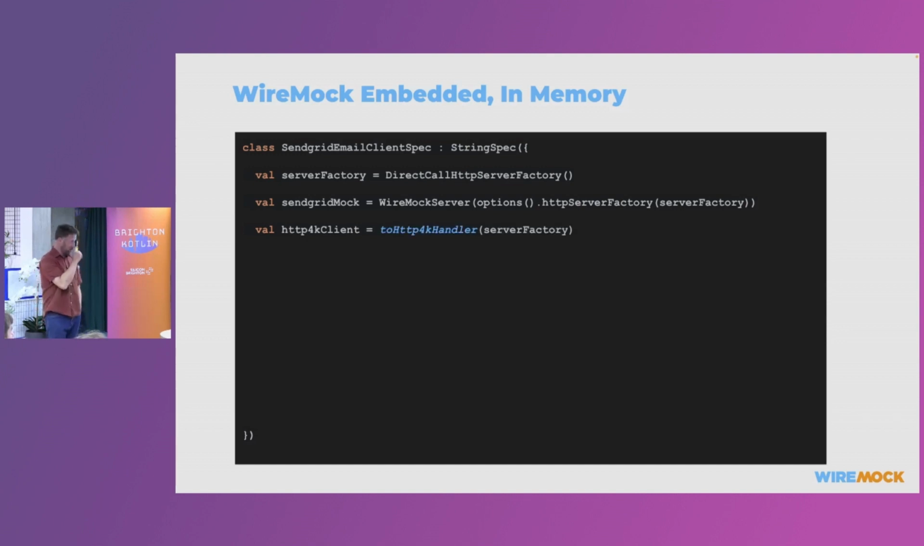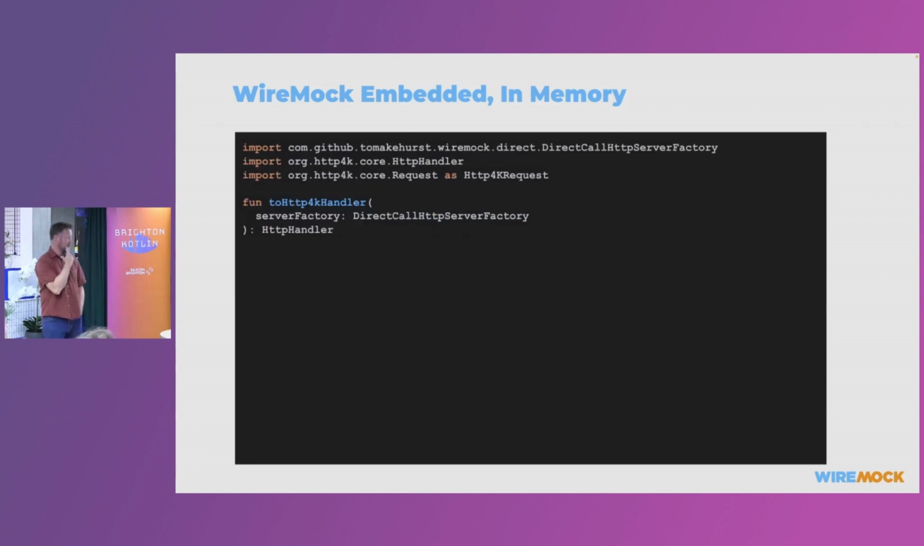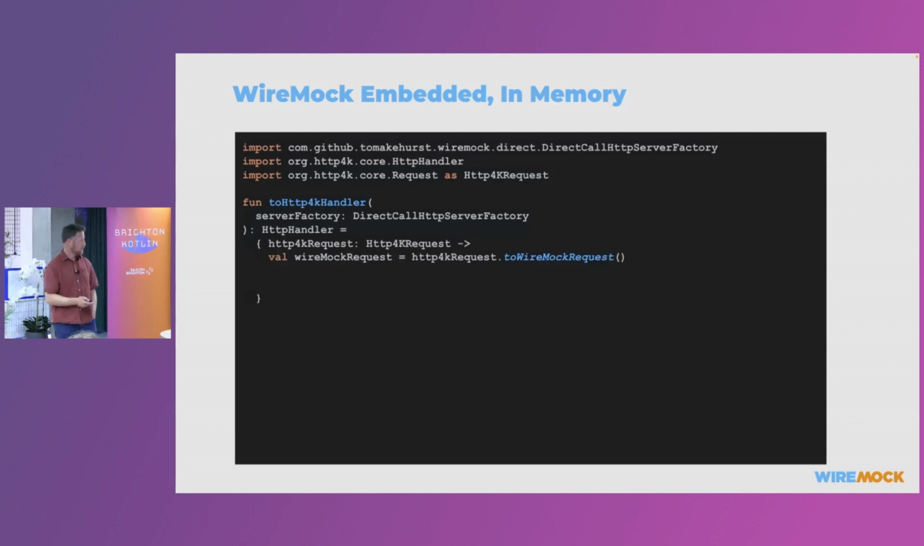And then we can actually turn that server factory into an http4K handler with some code that I've written. So let's have a look at that code. We're passing in that server factory. We want back an HTTP handler. To clarify, because we're converting, I've aliased request to http4K request to make it clearer when we are in http4K land and when we're in WireMock land. But because an HTTP handler is literally just a function that takes a request, all we need to do is take that request and turn it into a WireMock request.